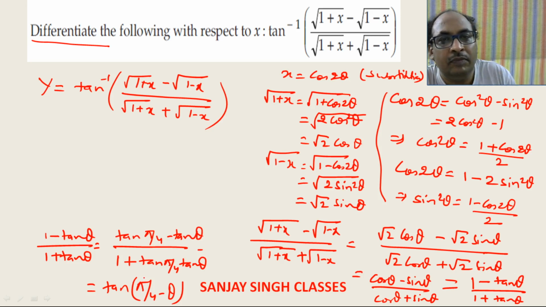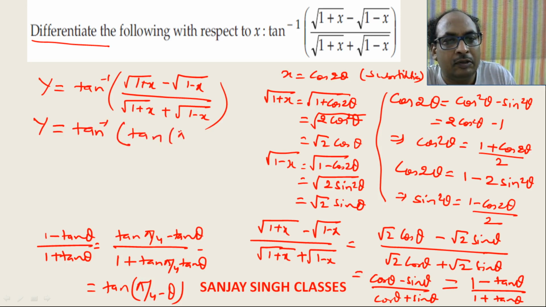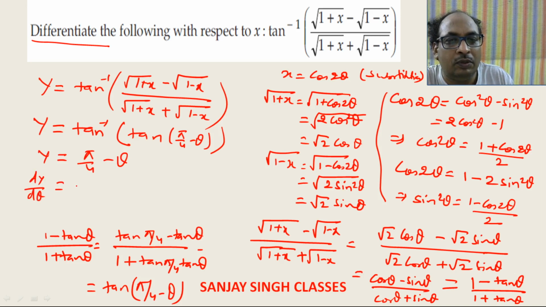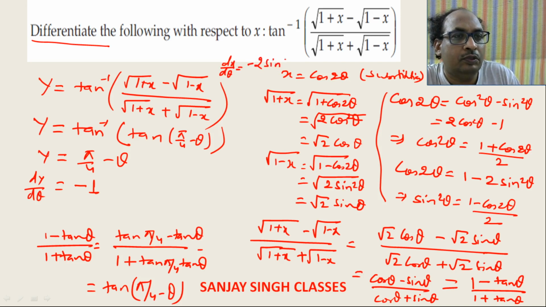Now it means this y has become tan inverse of tan of pi by 4 minus theta, which will give us pi by 4 minus theta. Then we will be able to find dy by d theta is equal to minus 1. From here, x is equal to cos 2 theta, so we will be able to find dx by d theta is equal to minus 2 sin 2 theta.